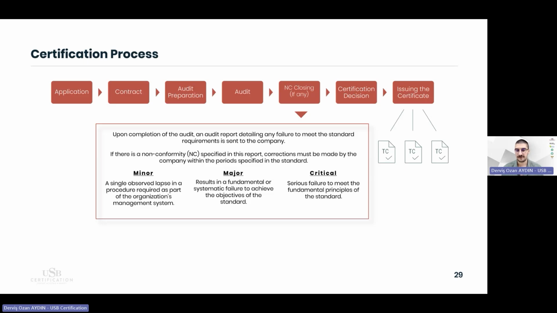So what is a minor non-conformity? We can say that it is a single observed lapse in a procedure required as part of the organization's management system. And when we say major non-conformity, it results in a fundamental or systematic failure to achieve the objectives of the standard. And if we talk about a critical non-conformity, it is a serious failure to meet the fundamental principles of the standard.